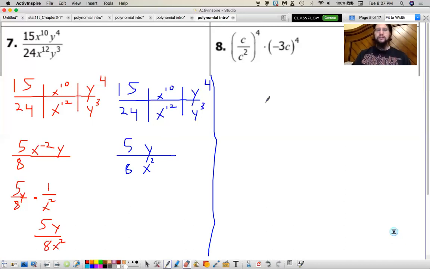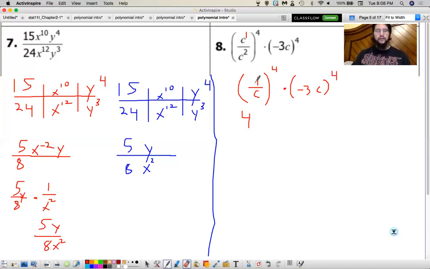So again, I'm going to simplify before I raise it to a power. C over c squared, that's understood 1, 1 minus 2. Which one's bigger? The squared. There's going to be a c on the bottom. That's just going to stay that 1 on top. Then -3c, all that raised to the 4th power.